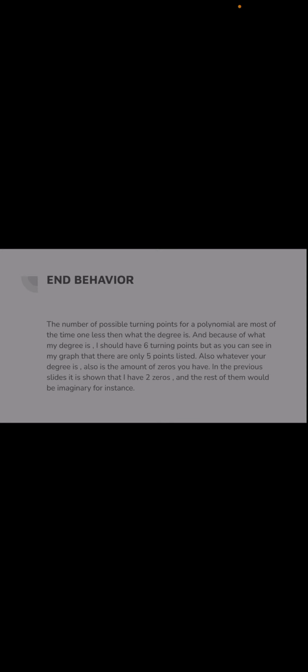And behavior. The number of possible turning points for a polynomial are most of the time one less than what the degree is. And because of what my degree is, I should have 6 turning points, but as you can see in my graph, there are only 5 points listed. Also, whatever your degree is also is the amount of zeros you have. In the previous slide, it is shown that I have 2 zeros, and the rest of them would be imaginary, for instance.